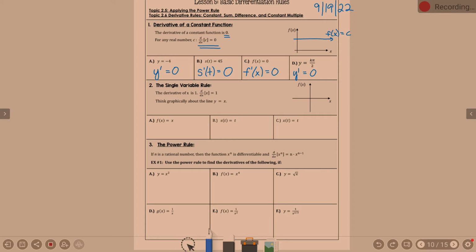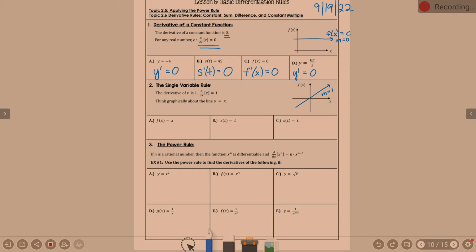So here, what does the equation y equals x look like? Y equals x is that line there, right? And what is the slope of that line? Right? That slope is 1. So what is the derivative of just a plain variable? 1.